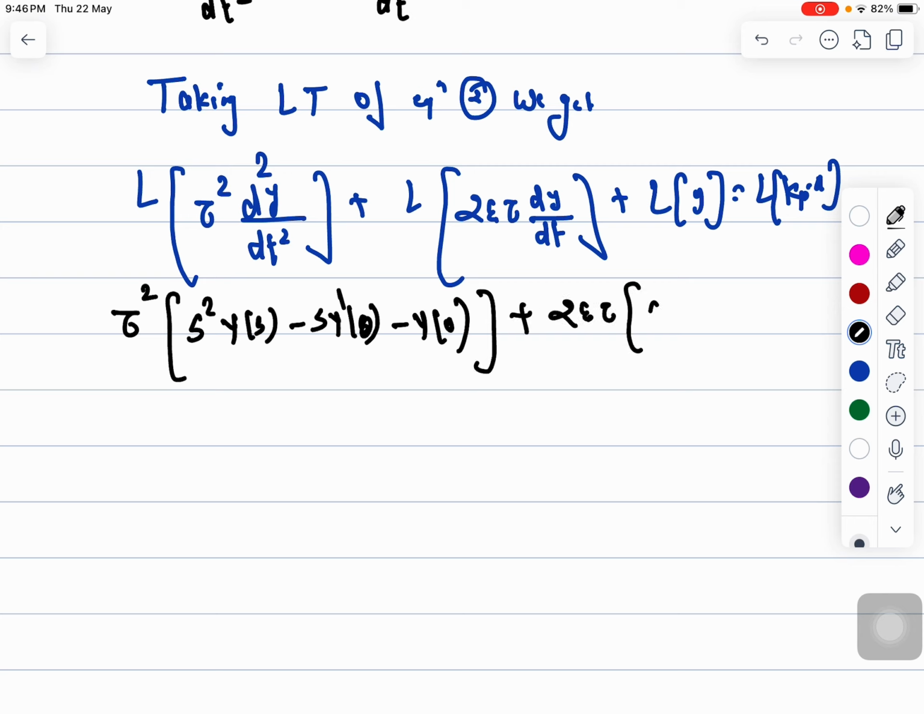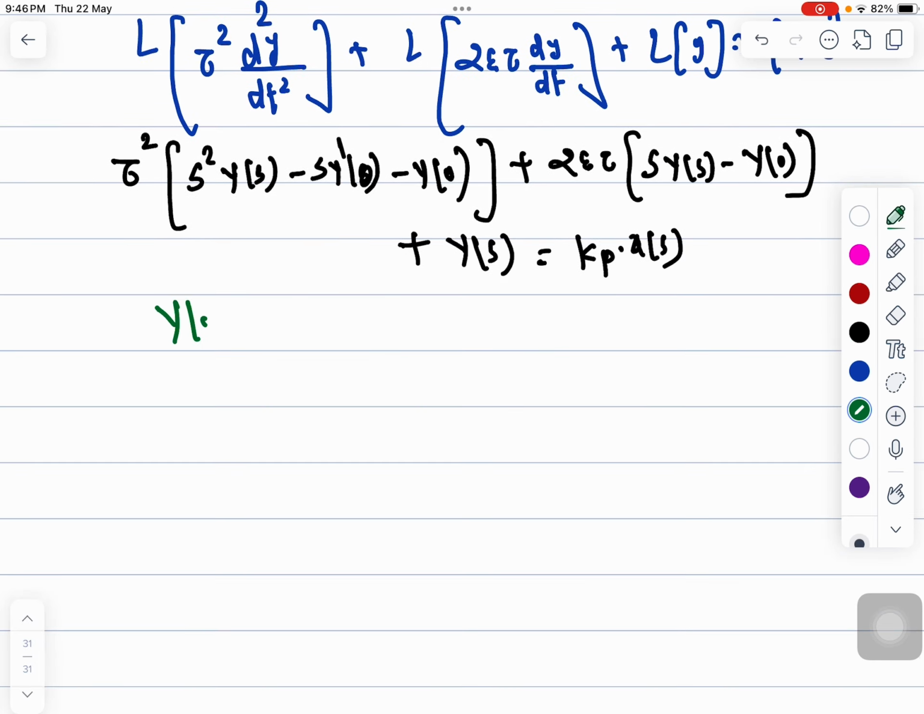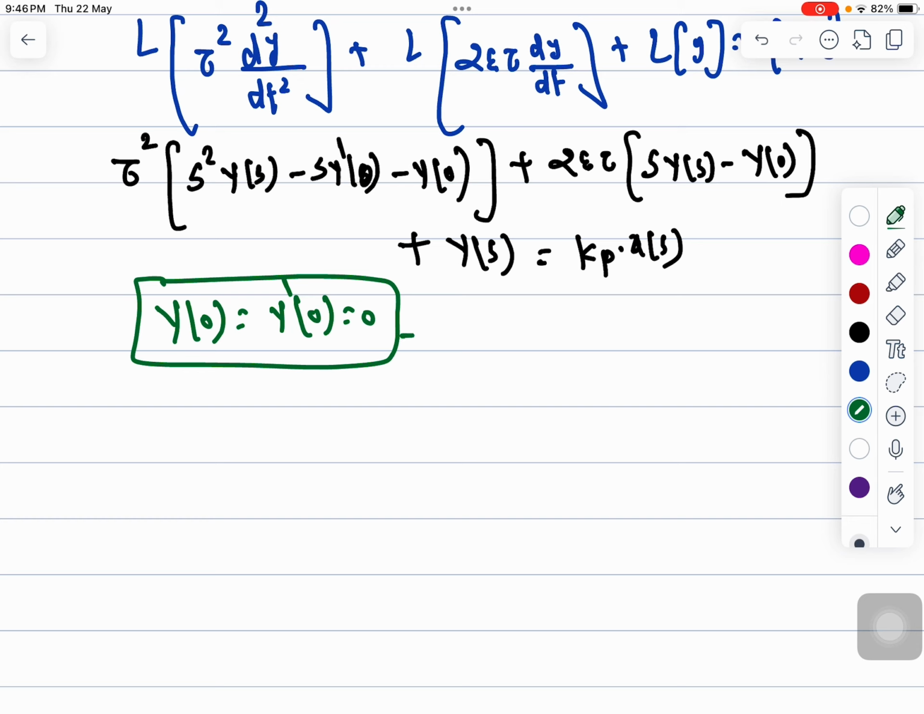Now the first derivative term can be written as s Y(s) minus y(0). Already I have taught these things in my previous lecture. If you go to my first or second lecture, there you will see how to take the Laplace transform of second order, first order and nth order processes. And it can be written as Y(s), that is equal to kp into X(s). Now, I am assuming y(0) equals y dash 0 equals 0, this is the initial condition. So only if the initial condition is 0 are we getting this kind of transform.